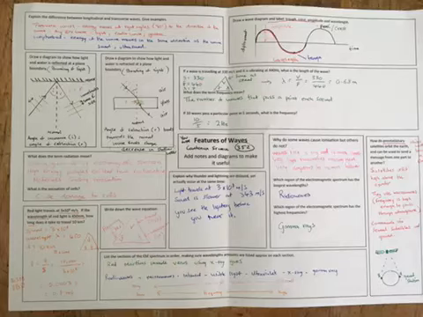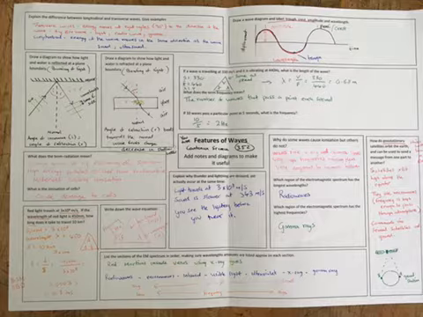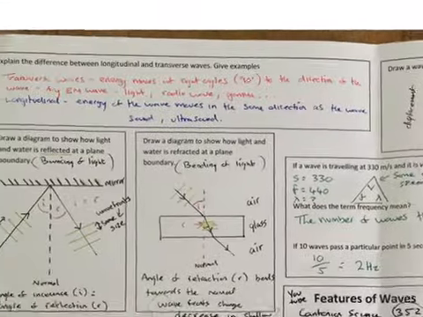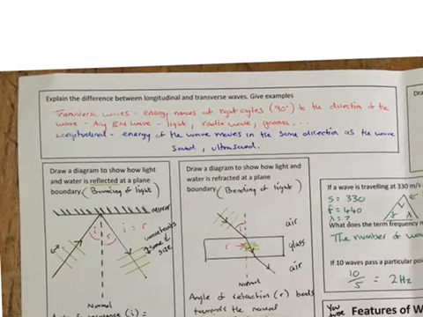So we're with 3.5, even though this is the fifth topic of the Year 10 physics, we're doing it as the third topic. We're going to start up at the top here, explaining the differences between longitudinal and transverse. So there's two types of wave, longitudinal and transverse, and we're going to give examples.